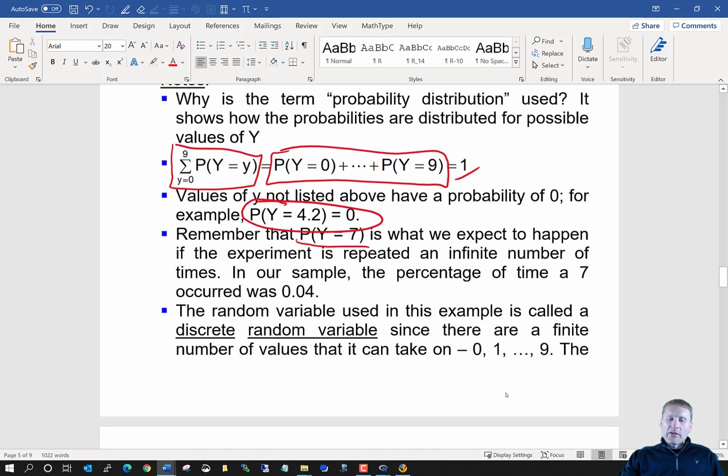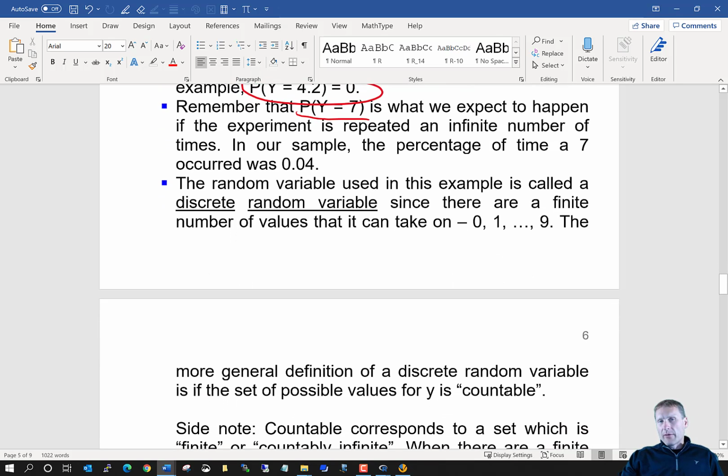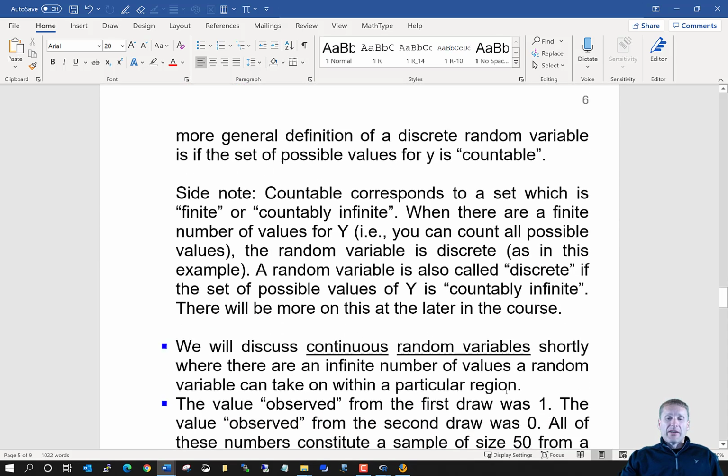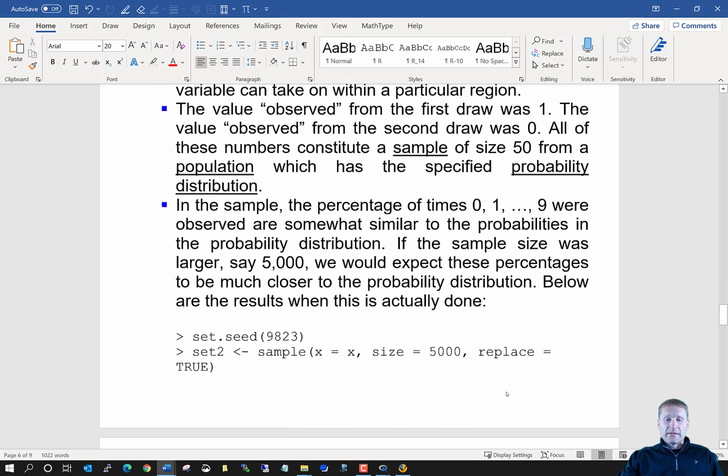Now there's actually two different kinds of random variables out there. One's called a discrete, one's called a continuous. We are working with a discrete random variable, and this term is used to denote when you have a random variable that has essentially a finite number of possibilities. Here we have 10 different possibilities. We will learn about continuous random variables later in this course.